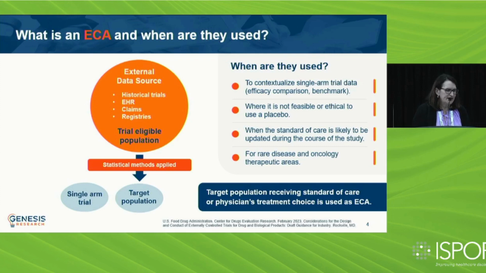So when are ECAs used? Well, they're often used to contextualize single-arm trial data, and this can be by way of either a formal efficacy comparison or for benchmarking purposes. They're often used when it's infeasible or not ethical to use a placebo comparator, when the standard of care may be very likely to be updated during the course of the single-arm clinical trial, and often they're used in rare disease and oncology therapeutic areas where there may be issues related to adequate numbers of patients recruited in the single-arm trial.